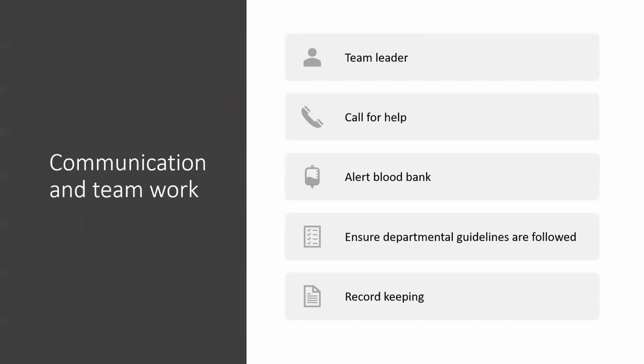So communication and teamwork, remember there should be a leader. And the leader ideally should not be involved in the resuscitation. The leader should be the person who's giving instructions to other people who are involved in the resuscitation. Call for help early. You can't manage these patients alone. So when you call for help, you call a consultant, you call a colleague, you call blood bank, you call the anesthetist. Everyone must be on board to come and help with these patients because they can deteriorate very fast. Alert blood bank. So if you've got protocols within your hospital to say that there's a bleeding patient, you activate the transfusion protocols in your hospital.